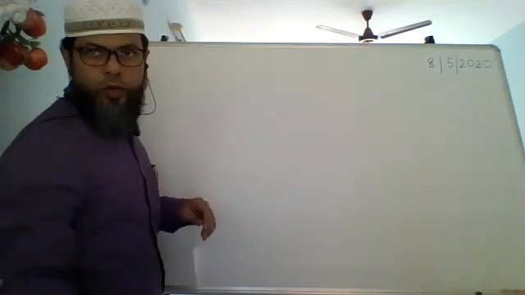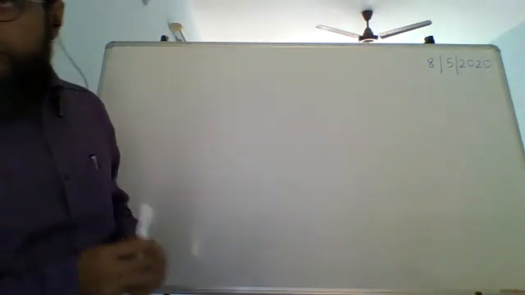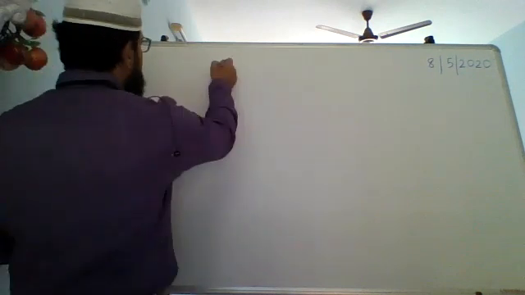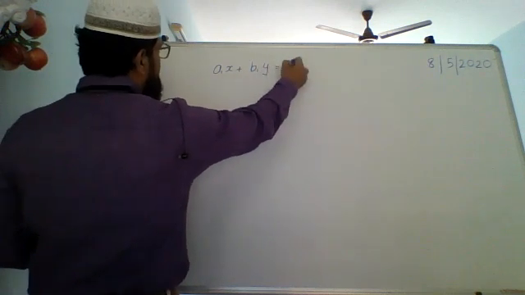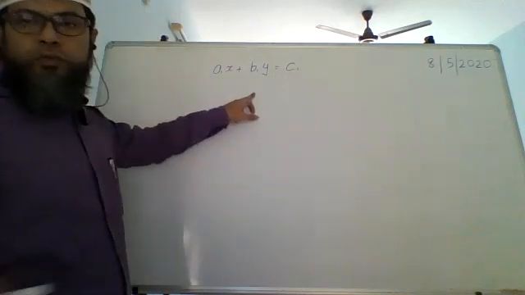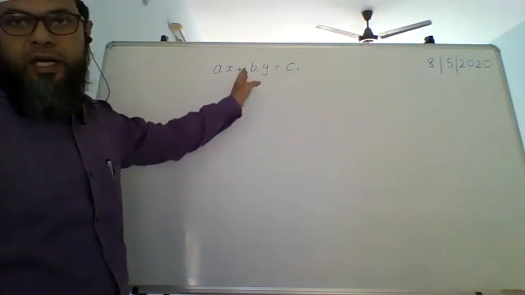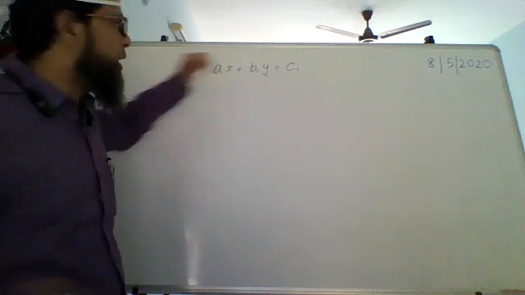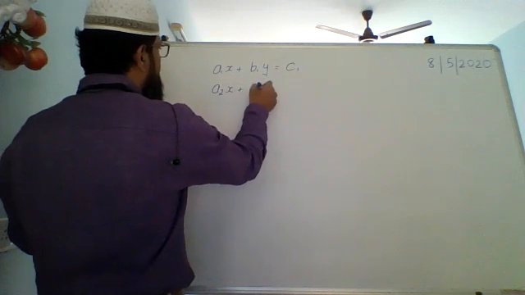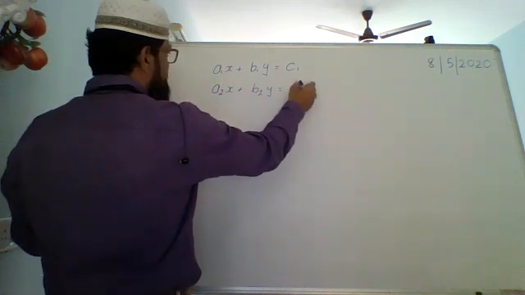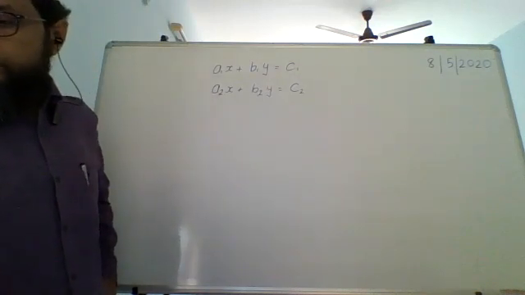So let's say there are two equations. First of all, you will have to write them in the form ax plus by equals c, so a1x plus b1y equals c1. If they're not in this form, we have to bring them first to this form. Supposing they have given you y on the other side, you have to bring y this side. If they have given you c this side, you have to bring c this side. And the second equation will be a2x plus b2y equals c2.